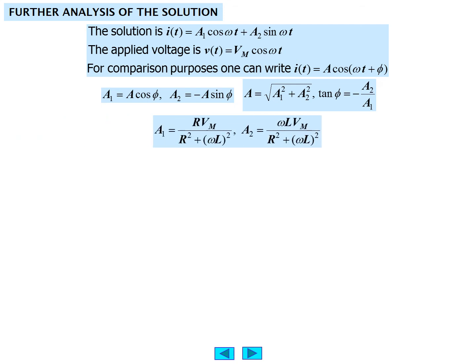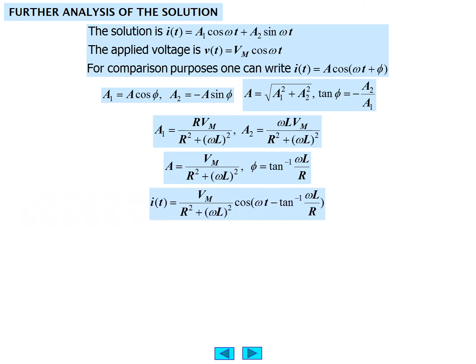And those, of course, are gotten from our answers from the previous problem. We can substitute them in, and we find that the overall amplitude A is Vm divided by the square root of R squared plus quantity omega L squared. And phi is the arctangent of omega L over R. Now we can write a more complete description: I of t is equal to, we put in what A is equal to, and we put in what the angle phi is equal to.